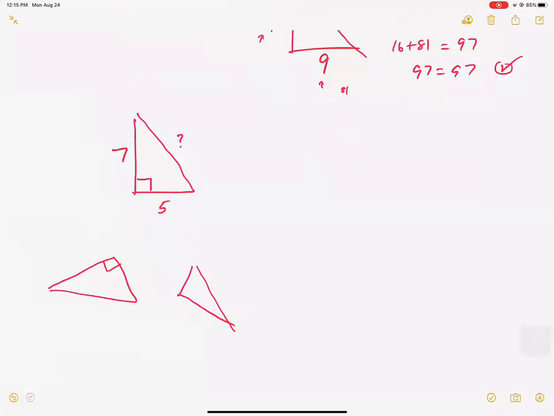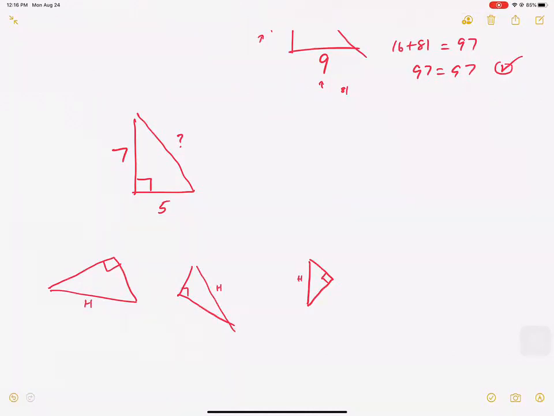Or maybe even this way. So if I spin the triangle around, sometimes it messes up your orientation. So the hypotenuse is always the side opposite of the right angle. It's always opposite of the right angle. Remember, the right angle is your largest angle, and the hypotenuse is also your largest side.